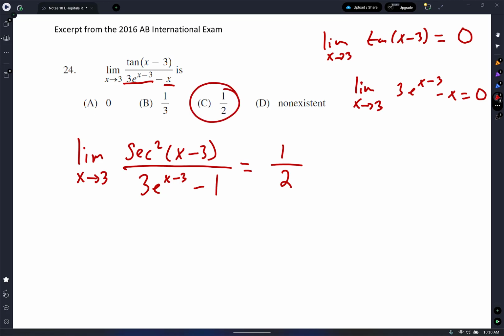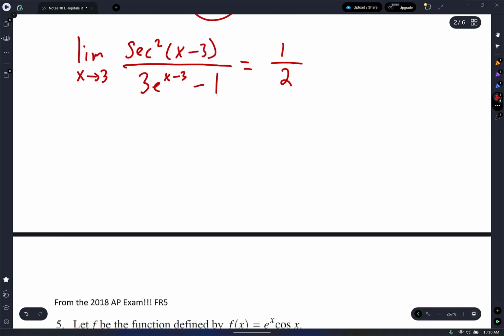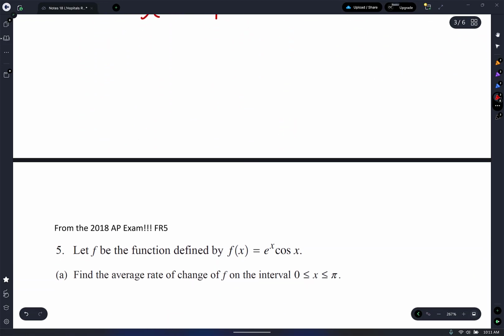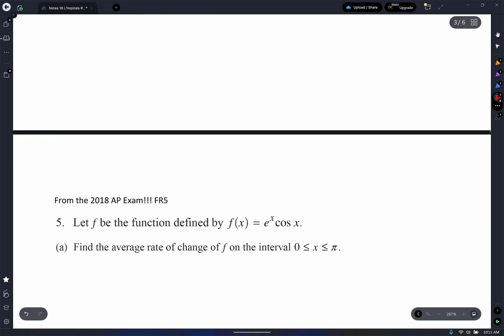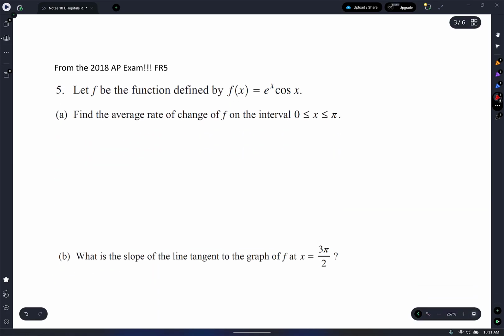I like this. Okay, cool or not cool? What is this called? L'Hopital's. Yeah, you can say hospital. Some people say hospital. L'Hopital's.